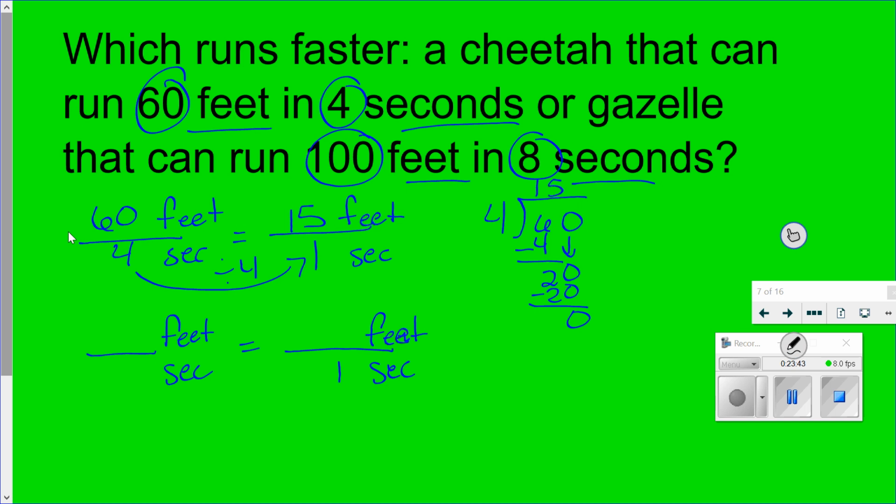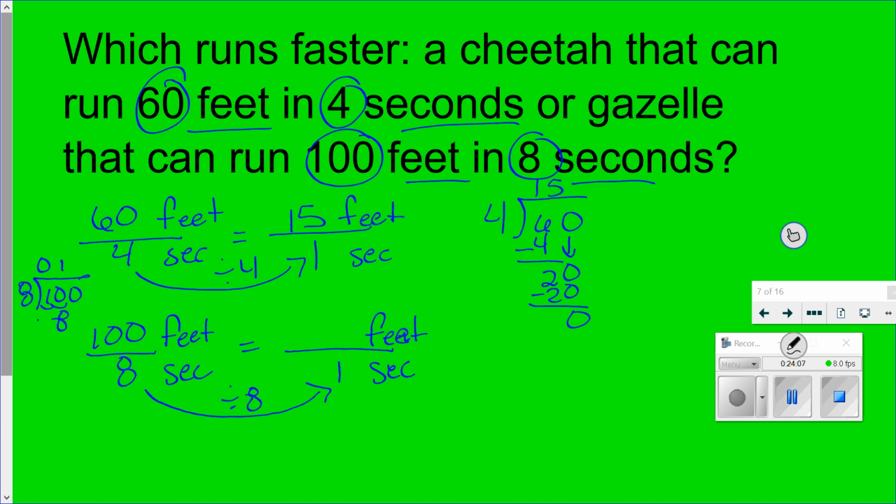Now we're talking about the gazelle. What do we know about the gazelle? 100 feet in 8 seconds. So now we're going from 8 seconds to 1 second. What do I do? Divide by 8. So 8 into 100. Can 8 go into 1? Can it go into 10?